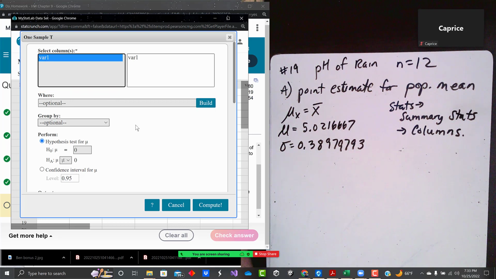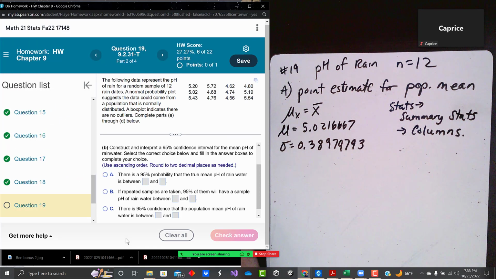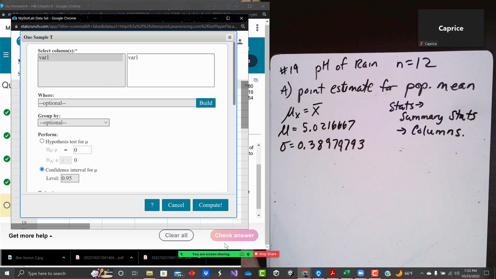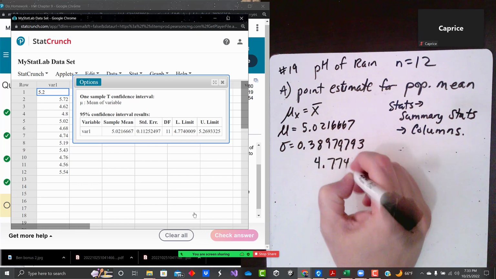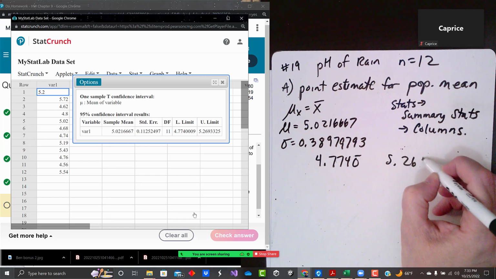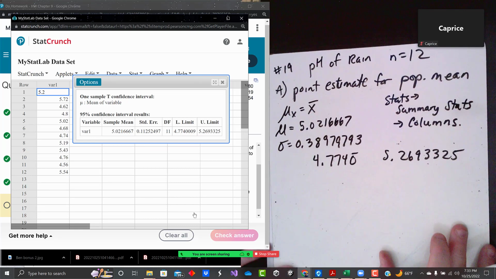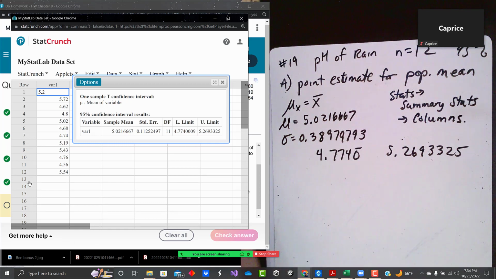All I have to do is tell it what column it is. I don't need to enter any of this. When we have the actual data, that's what we can do. And I think they wanted 95%. Yeah. They wanted 95%. I just selected the column. And I'm getting 4.774 and a bunch of zeros, and then I'm getting 5.2693325. My statement of confidence would be, I know it was 95%. I got it listed right here. If you forget what you've done, this will tell you what confidence interval you're looking at.